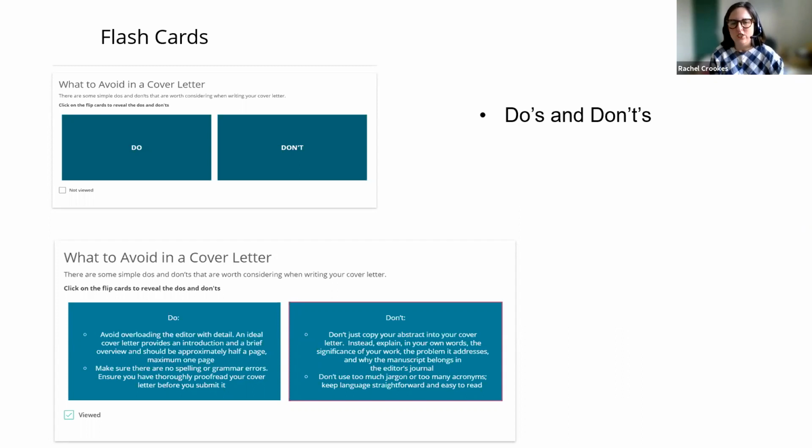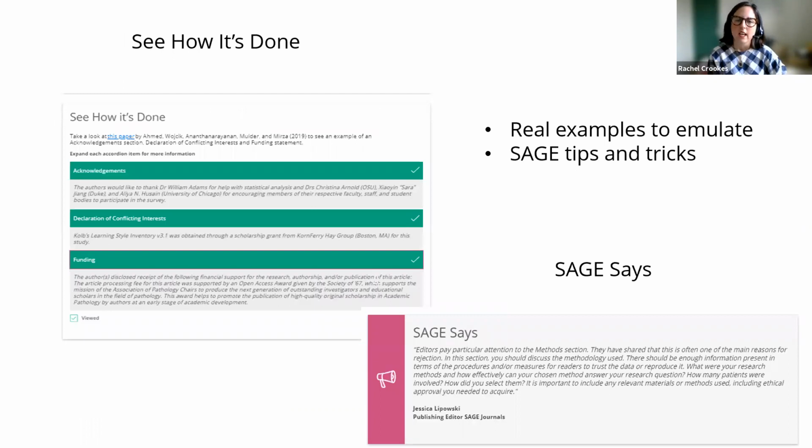And equally, don't use too much jargon or too many acronyms when writing your letter. Your letter needs to be about half a page. It needs to be straightforward and really easy to read. Next slide, please. Here's an example of a see how it's done. So these are peppered throughout the courses, and this is where we give real examples from real journals that learners can emulate and use to inspire them when working on their own examples.